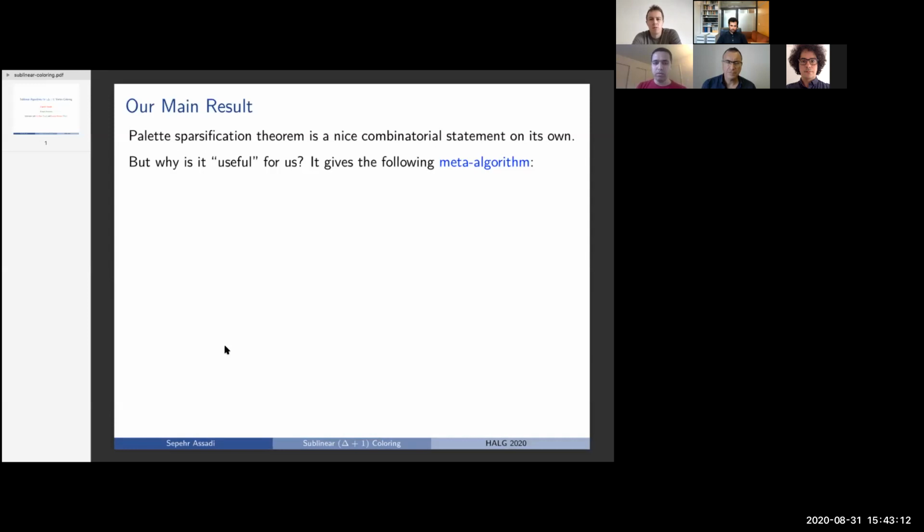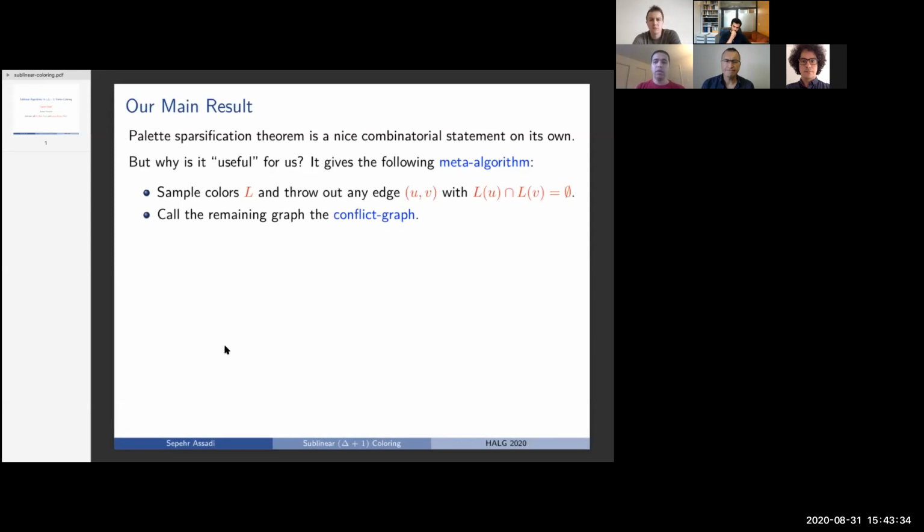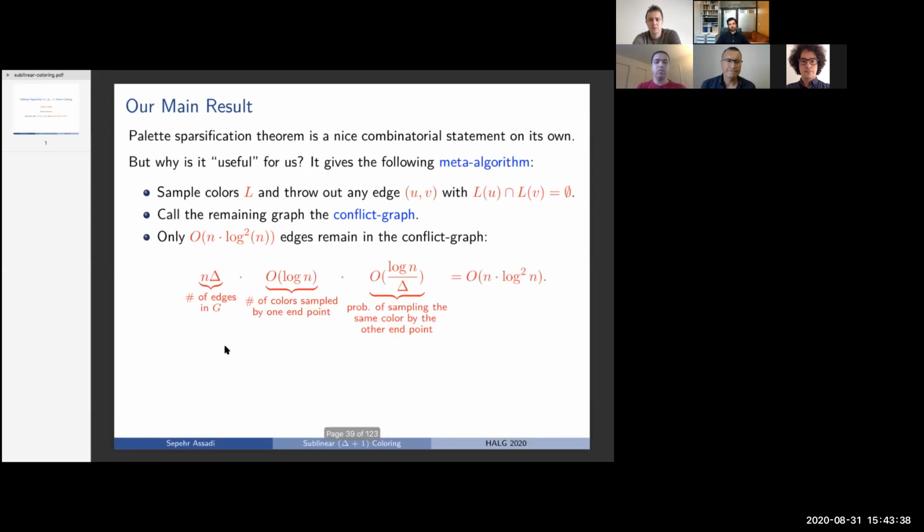The algorithm is the following. Before you even see your graph, for every vertex, sample these order log n colors, and then look at any edge. And if the lists on its two endpoints do not intersect with each other, throw that edge out. That edge is never going to be important for us in terms of coloring anymore. Now let me call the remainder graph the conflict graph. And in this graph, it's very easy to see that there are only going to be n polylog n edges.